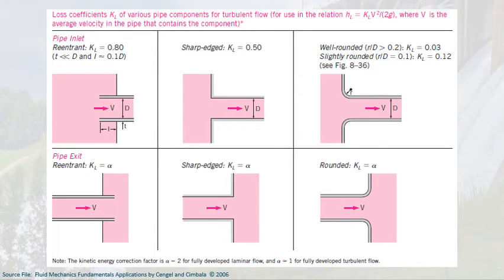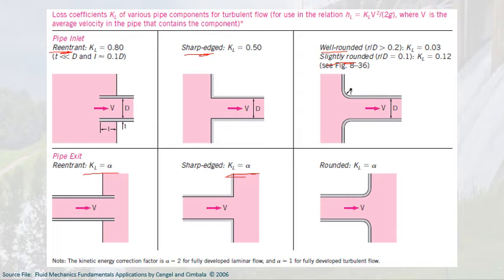So this chart here gives us the loss coefficients KL for various pipe components for turbulent flow. So again, this chart here can only be used if we have turbulent flow, and we can get the value of KL, for example, in the pipe inlet: reentrant, sharp edge, well-rounded, and slightly rounded. For the exit, we can also get that using this formula here, whether it is reentrant, sharp edge, or rounded.